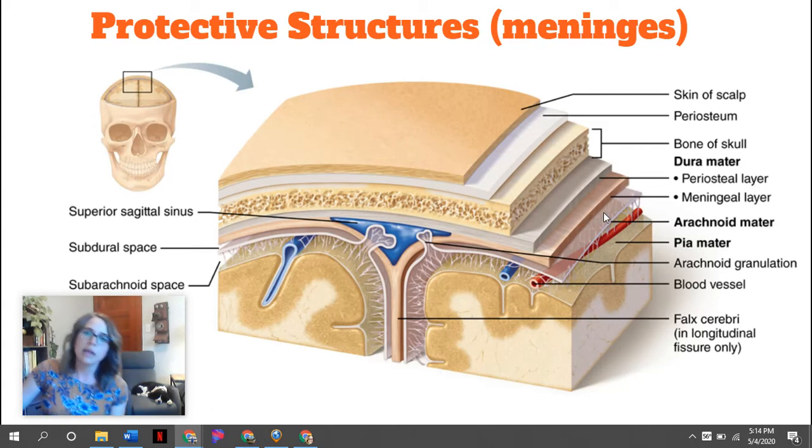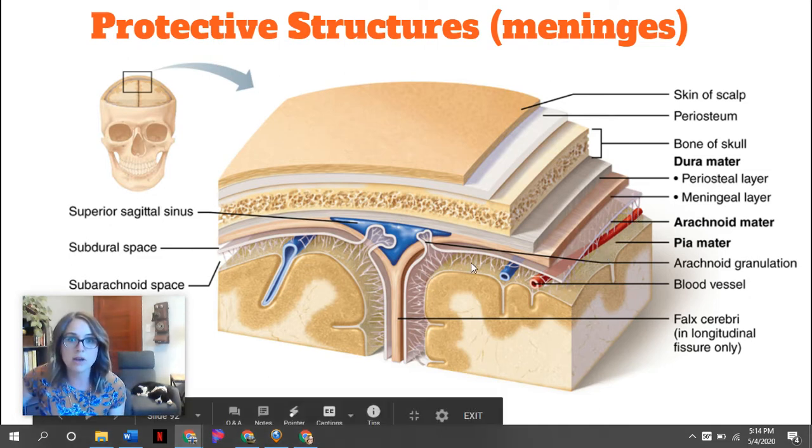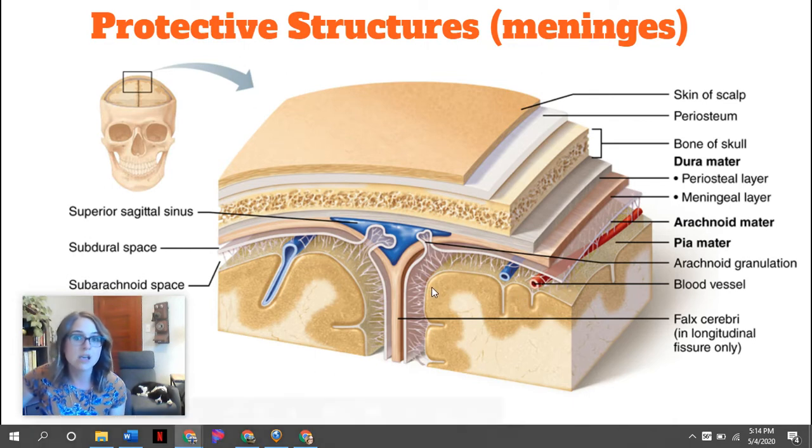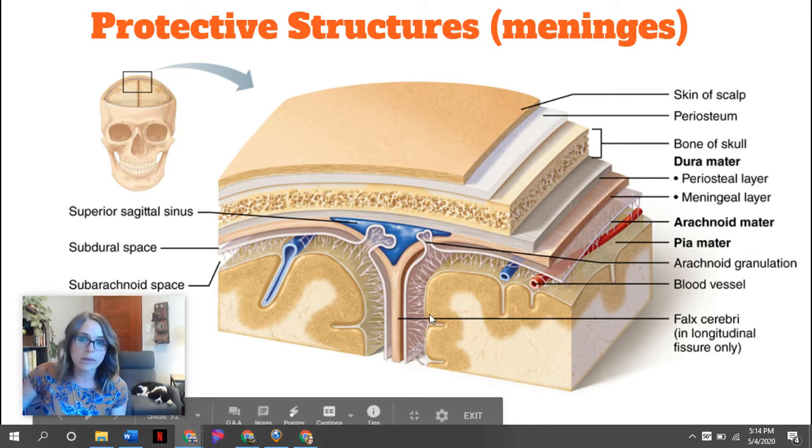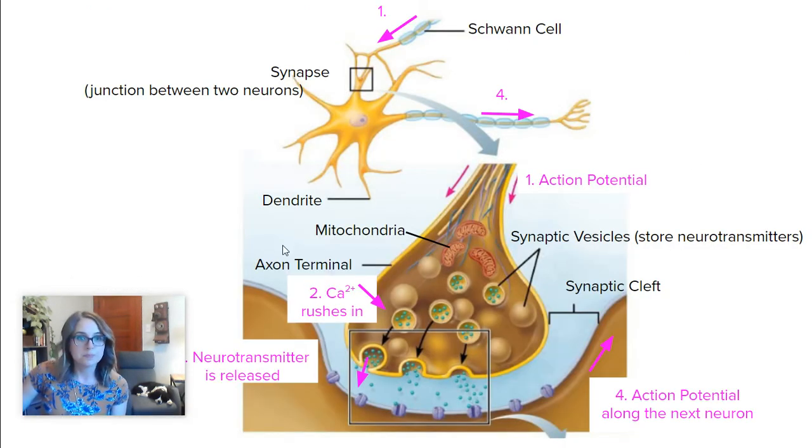So we have on here, it's important you remember, it goes from outermost to innermost, dura mater, arachnoid mater, and pia mater. Pia sits on the brain itself, right? And underneath the arachnoid mater is where we have our subarachnoid space. You find CSF in there, cerebral spinal fluid, flowing in this section where all the little spider web stuff is. Okay, important structure.